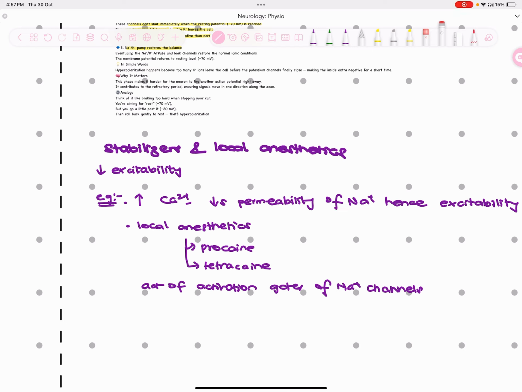The same thing happens with local anesthetics, procaine and tetracaine, which block the activation gates of sodium channels. The activation gates of sodium channels are blocked, so there will be no influx of sodium. So there will be no excitability. So that blocks the pain also.